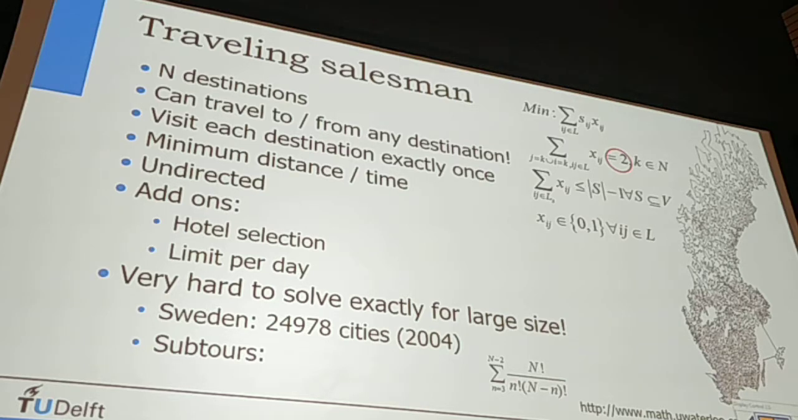Why this problem is so interesting is because it also forms a basis for the vehicle routing problem, which, after the shortest path problem, is probably one of the most used types of assignment problems we have.